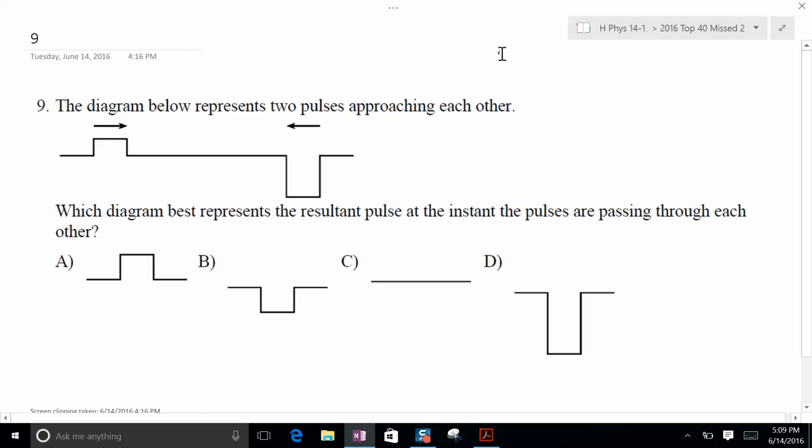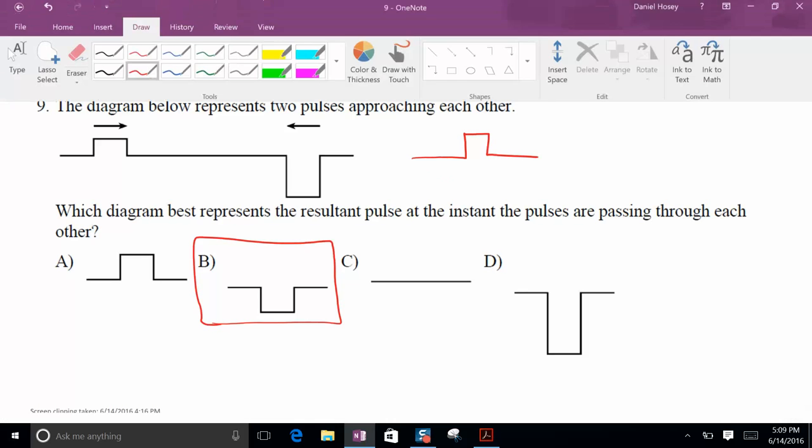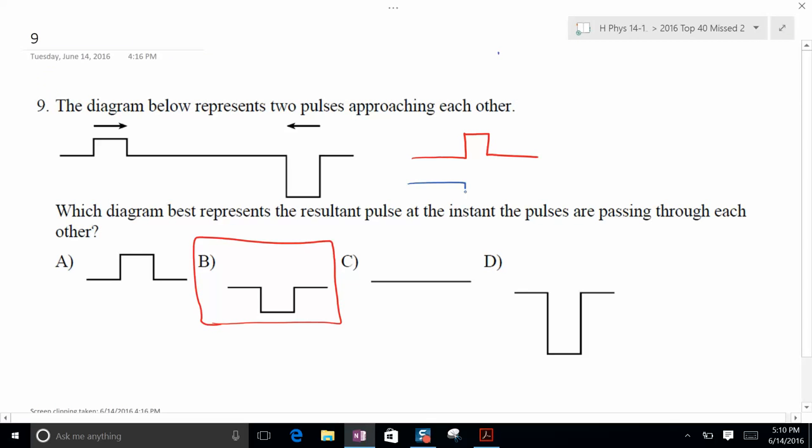Question 9. This is the principle of superposition. You want to imagine what's going to happen when this meets this. Those two added together is going to be something down, because there's a bigger down than up. In fact, if this was minus 2 and this was plus 1, you're going to end up with minus 1 for the size. So with superposition, you're literally going to add them.